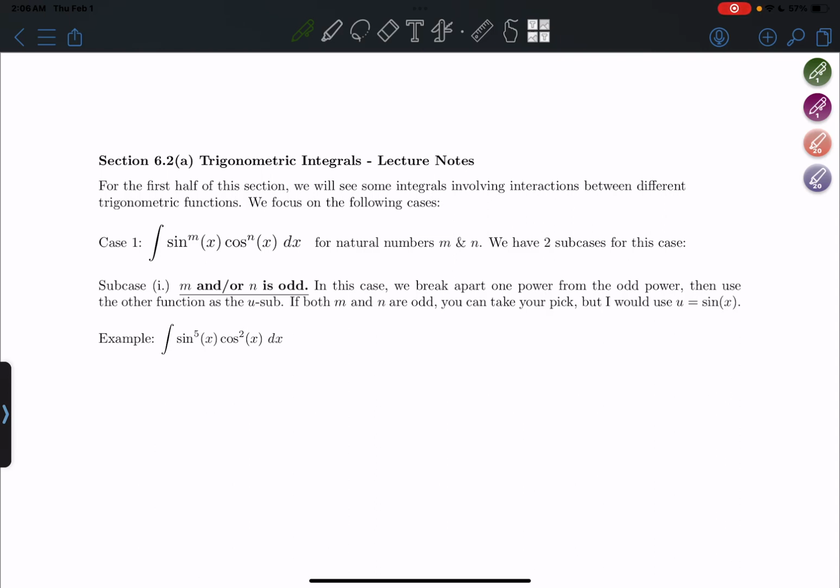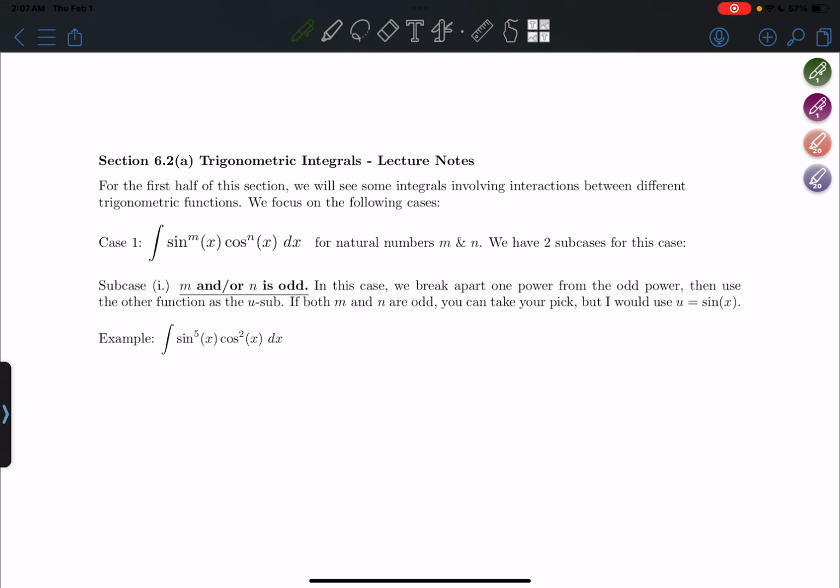Hello everybody. For this video, we're going to talk about section 6.2, which is trigonometric substitution and trig integrals. Now, we're going to break this section into two pieces. The first half is trigonometric integrals. It's just some interactions between trig functions. And obviously, this doesn't cover all the cases, but they should give you a decent idea on how to tackle some of these trigonometric integrals.